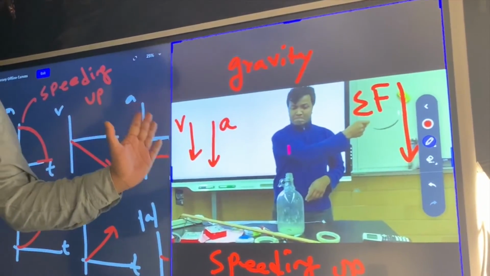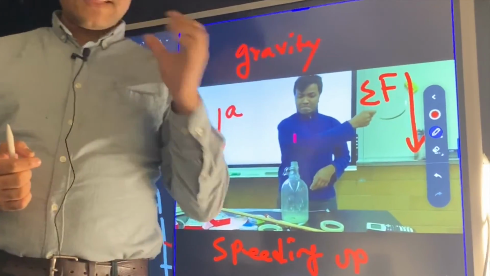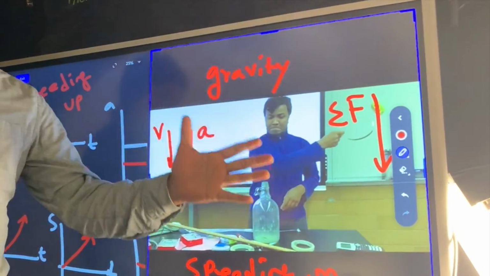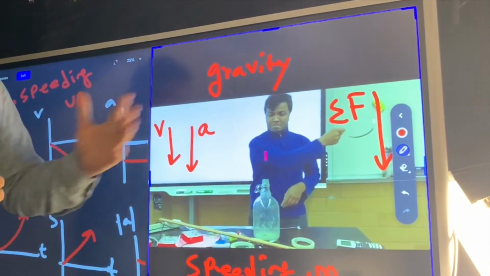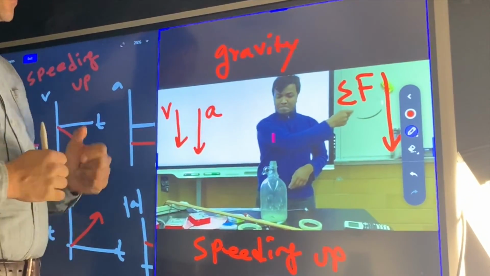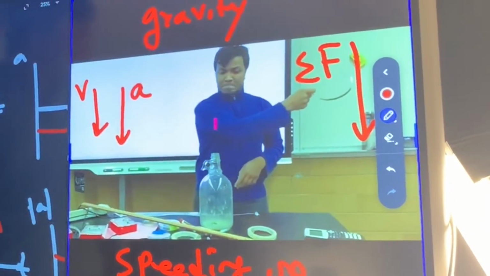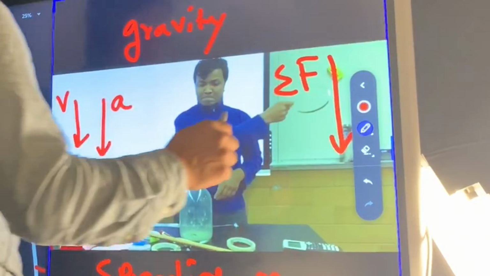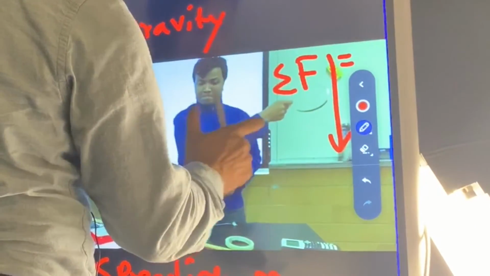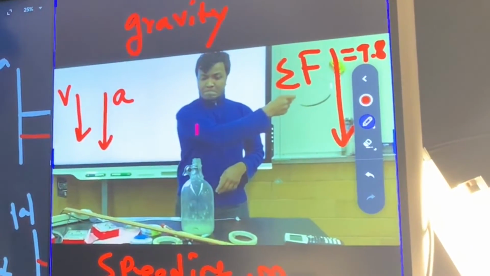What is the source of velocity and acceleration? Net force is the source of acceleration. What is the net force? The net force is mass times acceleration. What is the mass? The mass is 1 kilogram, so this pink object is 1 kilogram. What is the net force then? The net force is 1 kilogram times 9.8, so 9.8 Newton.